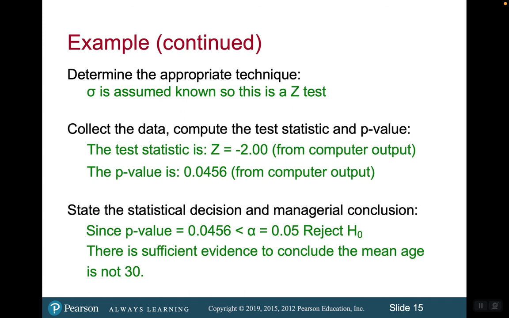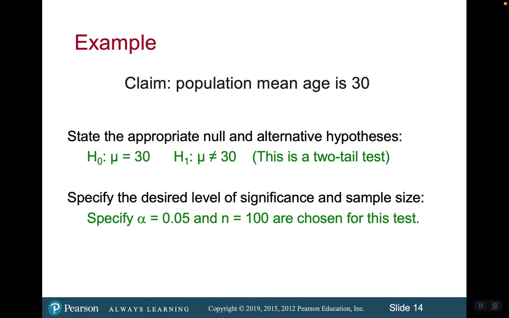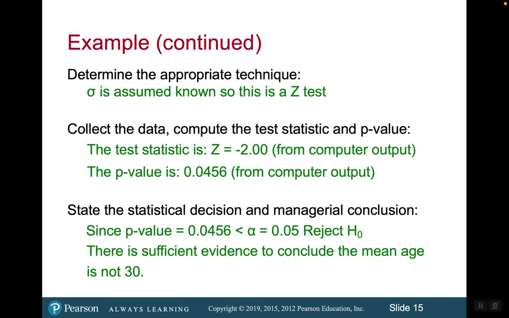So, in this case, if we look at our information here, we know the standard deviation. We're going to assume it's known. This is a z-test. We're going to collect our data, compute the test statistic and the p-value. All right, so we're going to do a z-value. So I look up in the z-table.